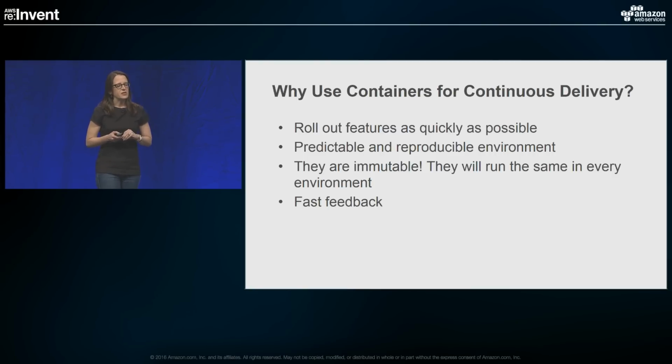And why do we want to use containers for continuous delivery? They really allow us to roll out features as quickly as possible. And they allow us to have this reproducible and predictable environment. They can run on any machine, and they are immutable. And so they give us this fast feedback for our deployments.